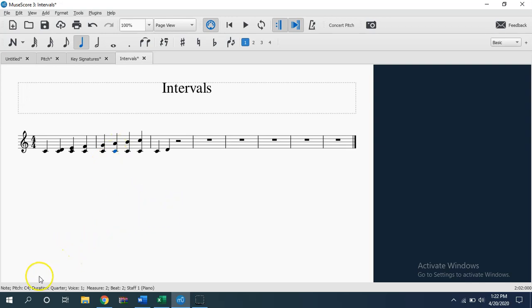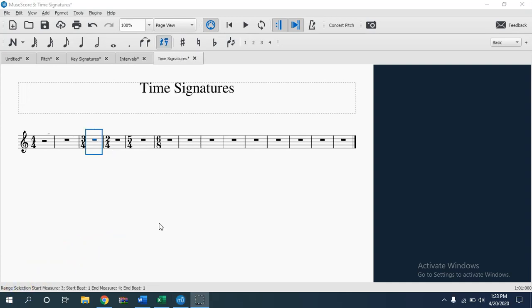Okay, the last thing we're going to talk about today, and we're going to go really fast, is rhythm and time signatures. Okay, here we are with time signatures. We have 1, 2, 3, 4, 5 different time signatures in front of us right here. 4 of them share the same bottom number, but none of them share the same top number. So let's talk about that.